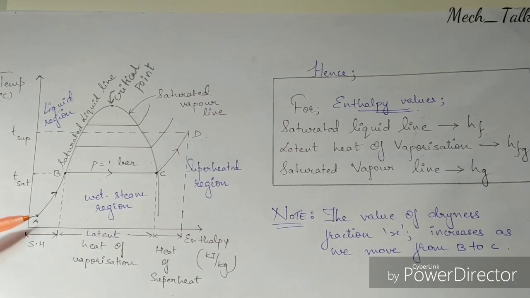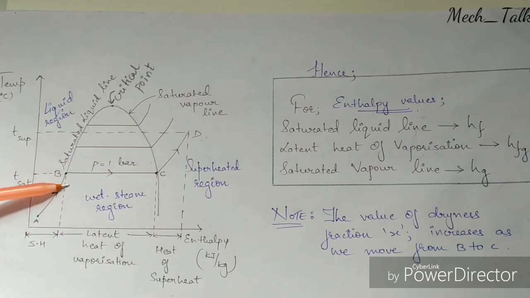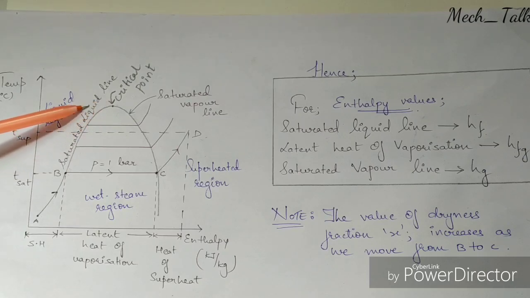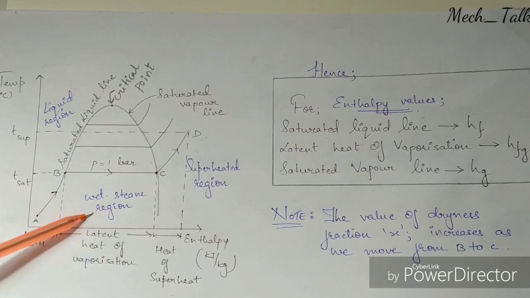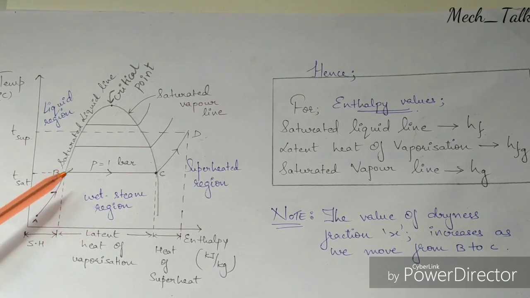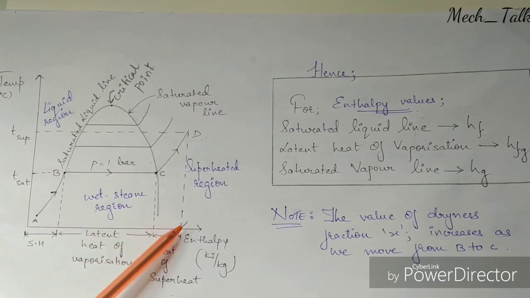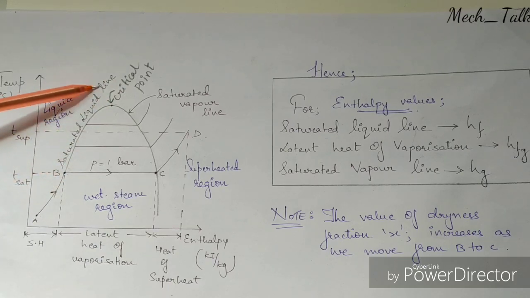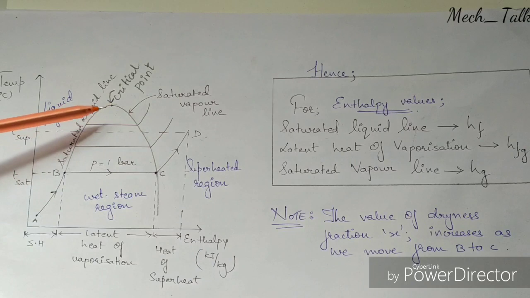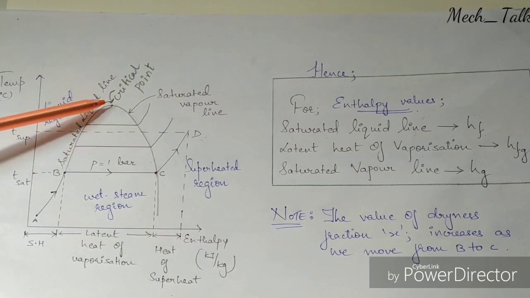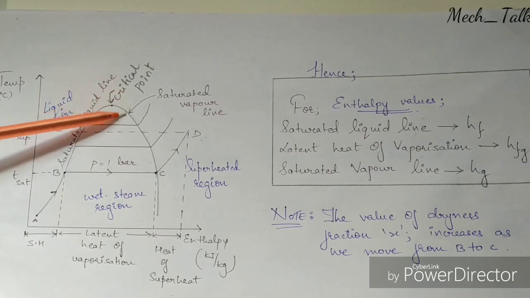We had discussed the curve A, B, C and D, where the region left hand side to the point B is the liquid region, and this curve up to this point, that is the critical point, is called the saturated liquid line. The region between points B and C is called the wet steam region, and the region right hand side to the curve C is called the superheated region, and the point which connects the saturated liquid line and the saturated vapor line is called the critical point. Here this point indicates the critical point for water.